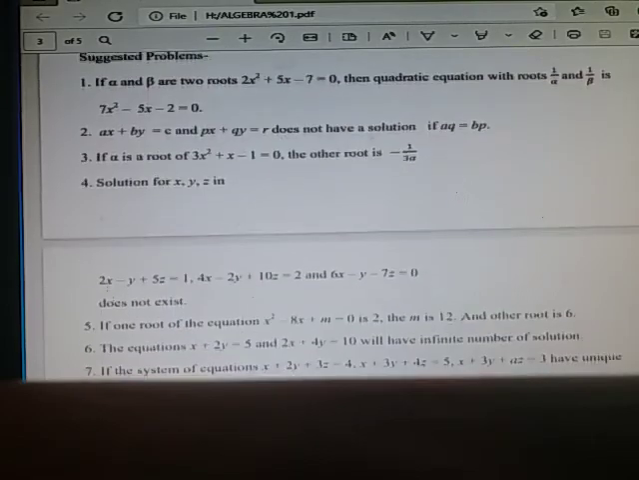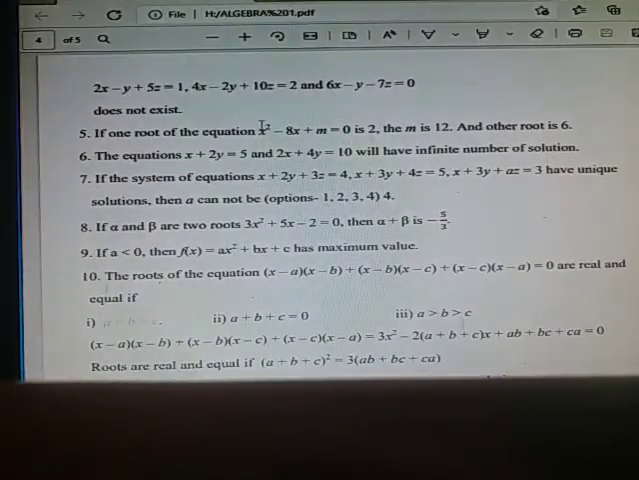And then, if one root of this is this, the other root is 6. The sum of the roots is 8, so if one is 2, the other is 6, and the value of m should be 12, because their product is 12. The equation will have an infinite number of solutions. This means they are the same line, coinciding lines, and that is why they have infinitely many solutions.